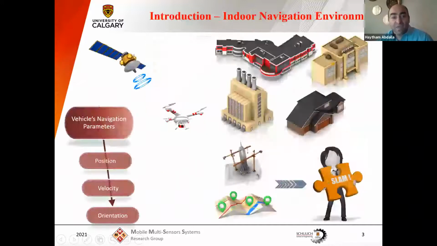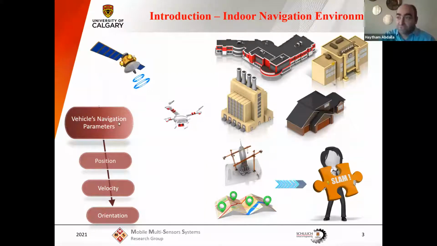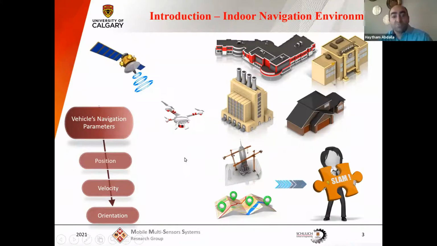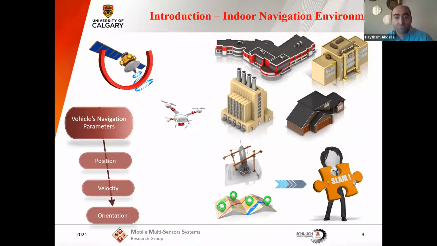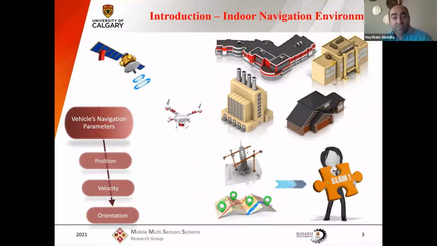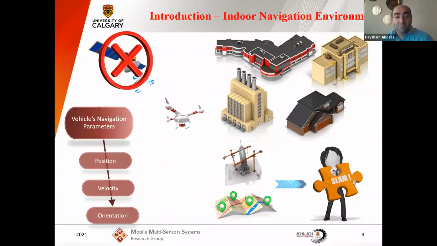In order to navigate a map inside indoor environments, it requires accurate vehicle navigation parameters, such as position, velocity, and orientation. But unfortunately, the GPS signals are blocked inside indoor environments. Furthermore, the situation is getting more difficult when the environments are unknown, which is typically the case in most search and rescue operations. Thus, the vehicle has to build a map for the environment and simultaneously localize itself inside this map. SLAM is a basic approach that addresses this problem.